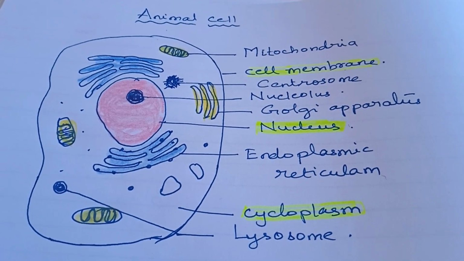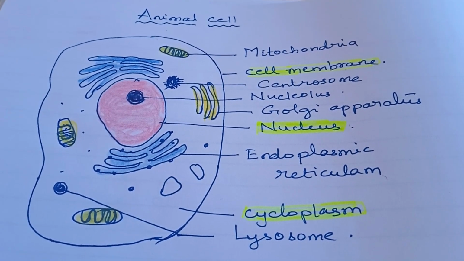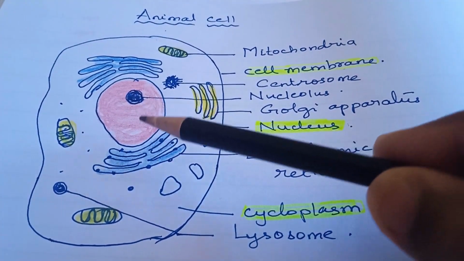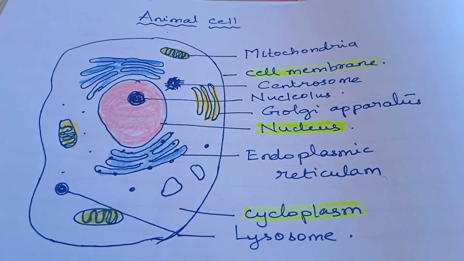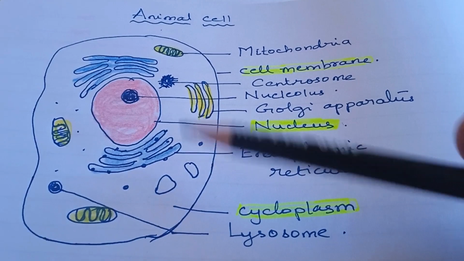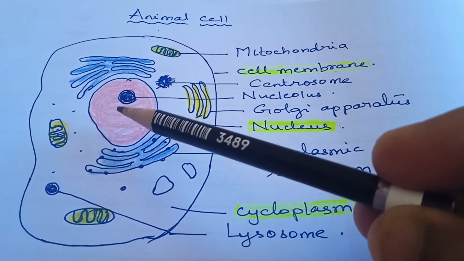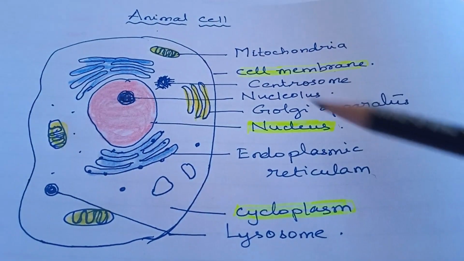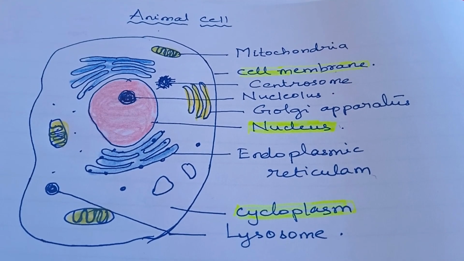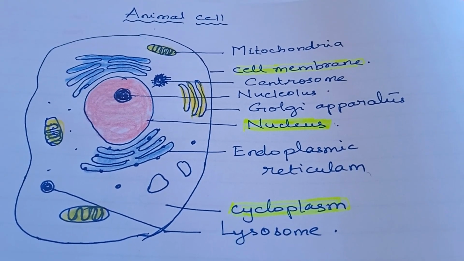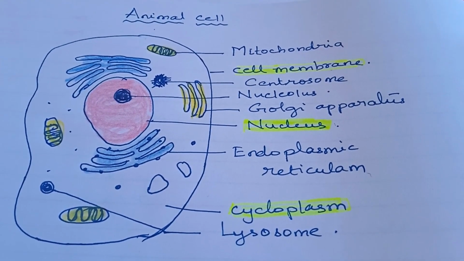Nucleus is a dense structure present in the cytoplasm. It controls all the activity of the cell, and in the center of the nucleus you find a still thicker, dense region that you call the nucleolus. The main function of the nucleus is that it controls all the activity of the cell.